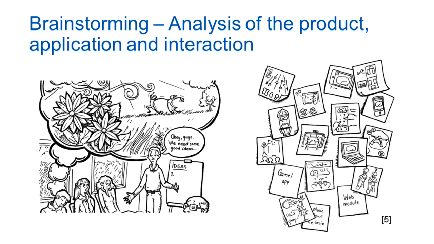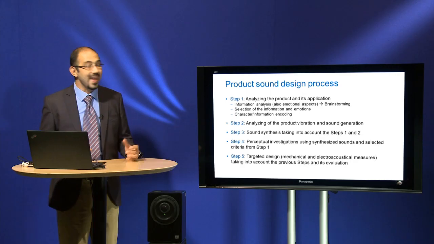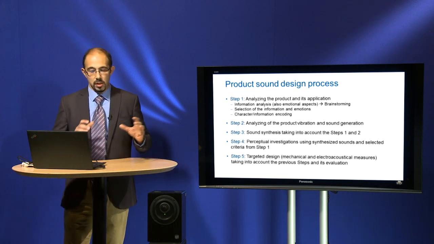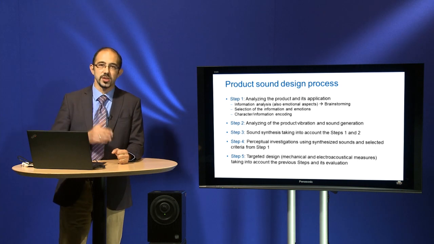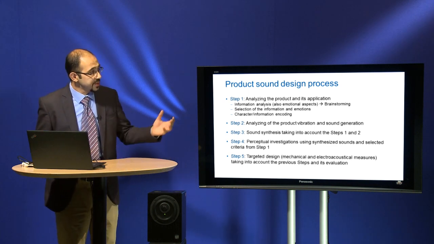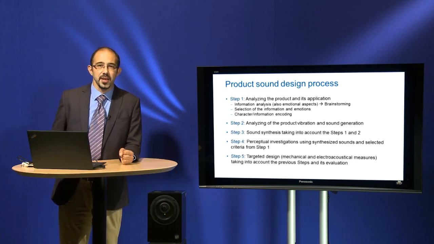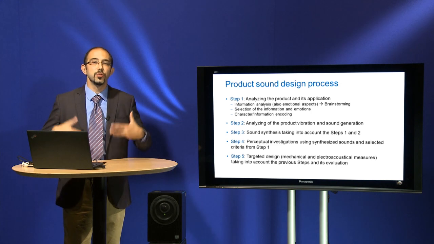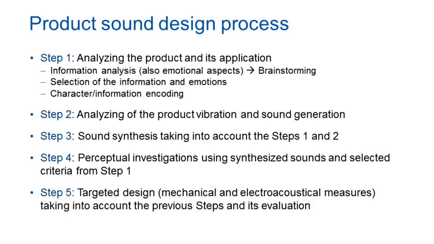And we collect these informations, select them. At the same time, emotional aspects are also very important. It means that we don't collect only informations, also emotional aspects which are relevant to this product. And then we discuss which informations we would like to have and which emotions we would like to deliver. And after that, a very important point is the character and information encoding. I will talk about it later.